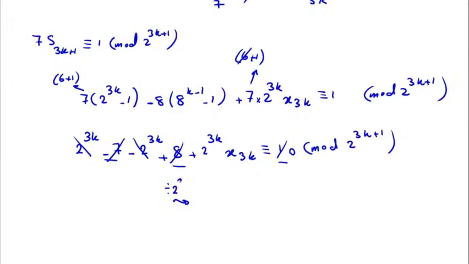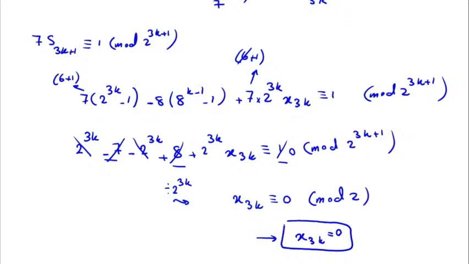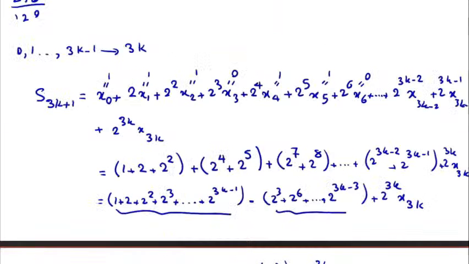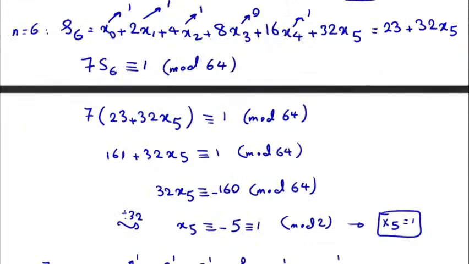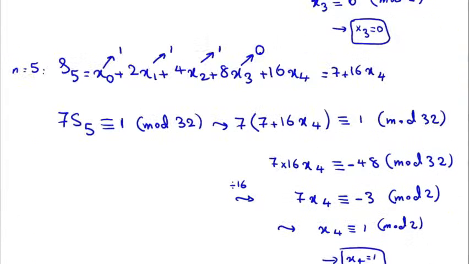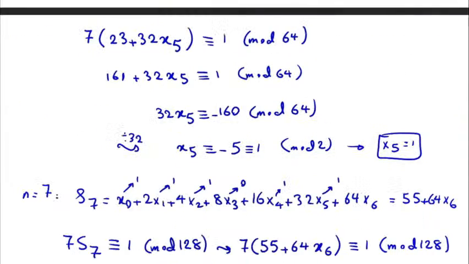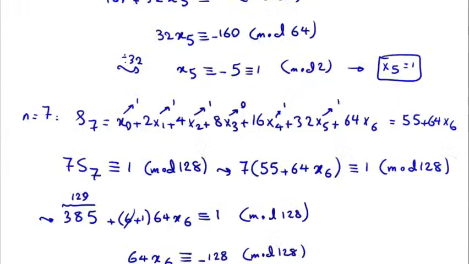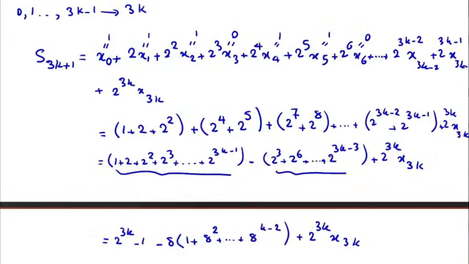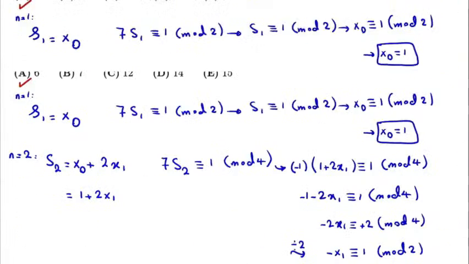If we divide both sides by 2 to the 3k, x 3k is congruent to 0 mod 2. So because x 3k can be 0 or 1, x 3k will be 0. And I proved it by induction. You can also, in a similar way, try to prove that x 3k plus 1 plus 2 are 1, and x 3k is 0, for k at least 1. Okay. So this was the proof of this problem.